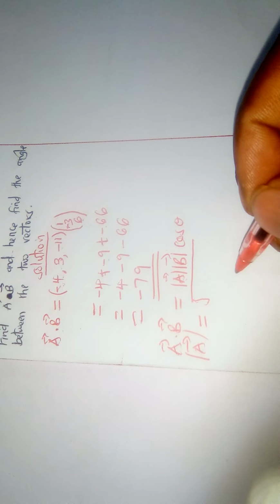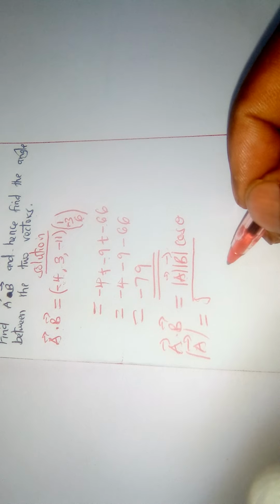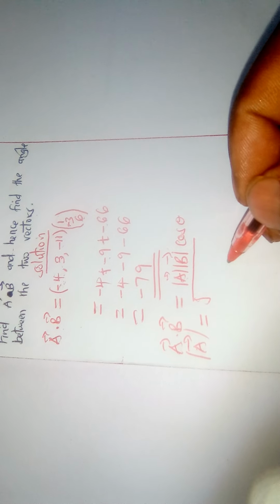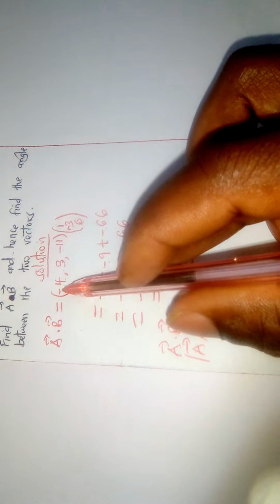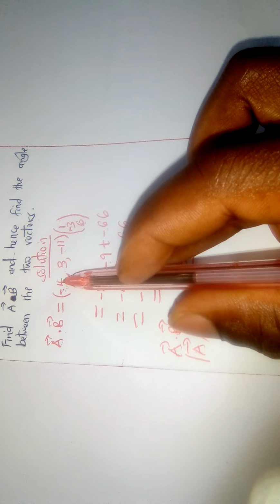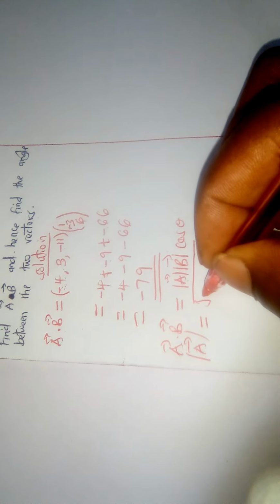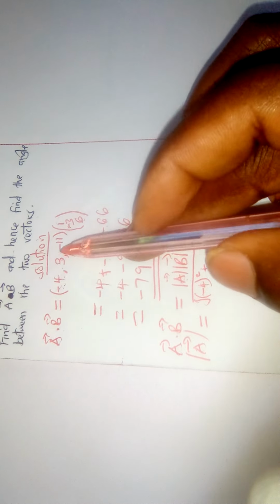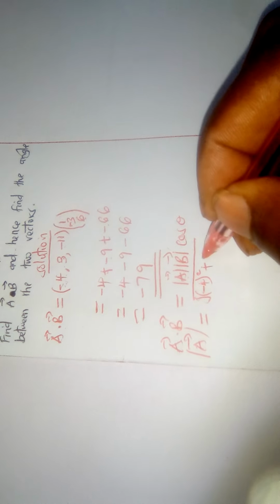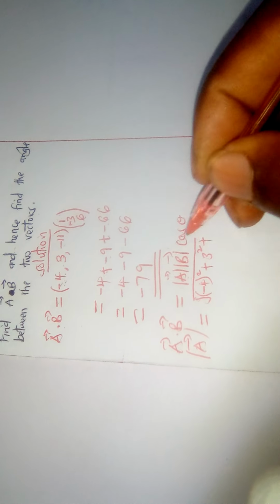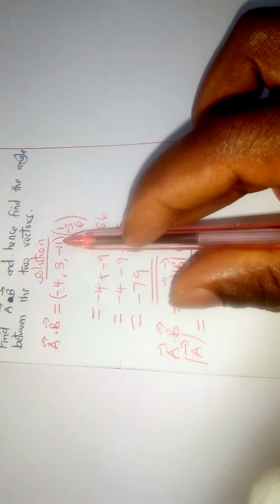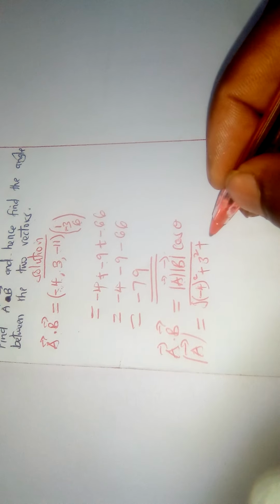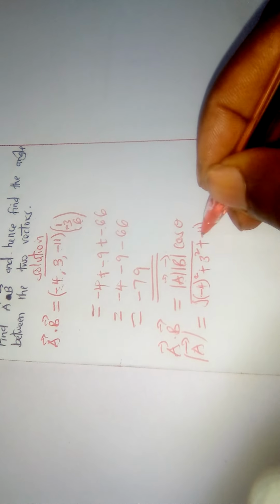Just take the square root of the coefficients of i, j, and k, each squared. So you come here, the coefficient of i is negative 4, so I'll write negative 4 squared, plus the coefficient of j, that is 3 squared, plus the coefficient of k, which is negative 11. So just take negative 11, then you square it.